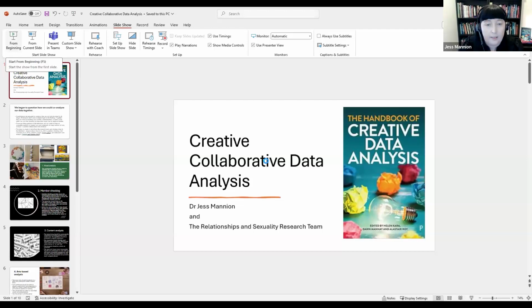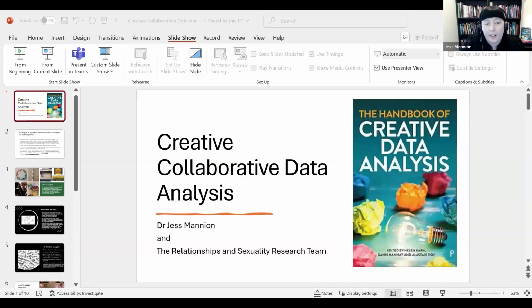Now, so what I'm going to do is, I'm Jess Mannion, and I'm going to talk about a data analysis method that I co-created with the Relationships and Sexuality research team. And we're a research team from Ireland who have learning disabilities and neurodivergence. And we do research on sexual citizenship, and we use visual and creative research methods.